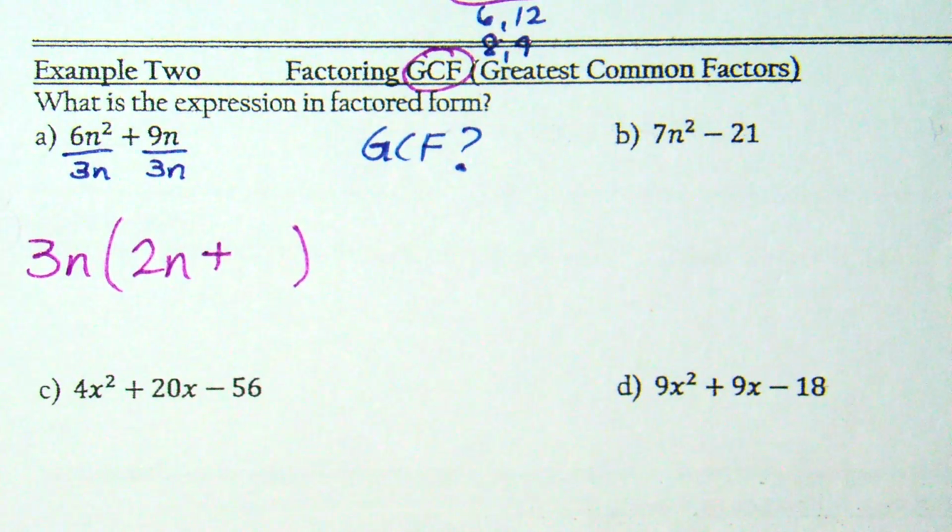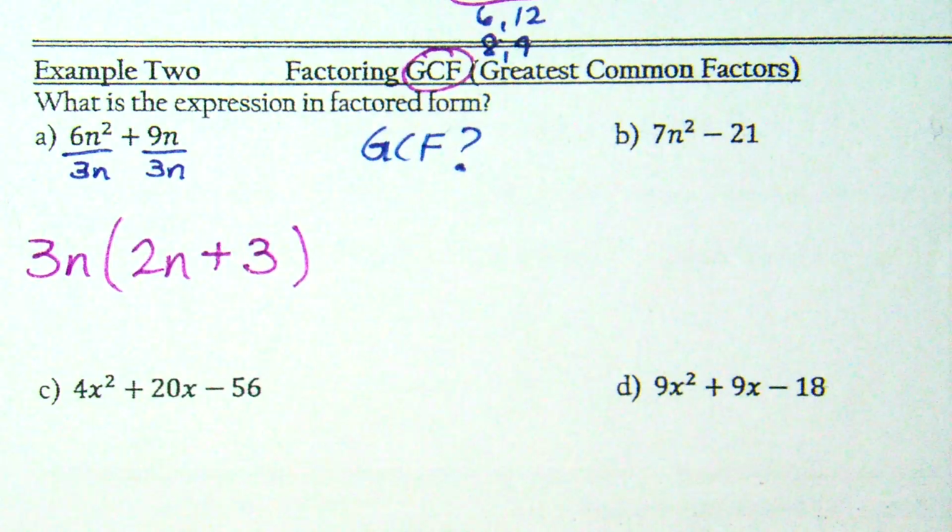9n divided by 3n. Well, 9 divided by 3 is 3. What about n divided by n? It cancels out, but that means it cancels to be a 1, not a 0. So 9n divided by 3n is just going to be 3, because the n's do cancel. You can think of them as 1, and so we have 3 times 1, but that's the same thing as 3.